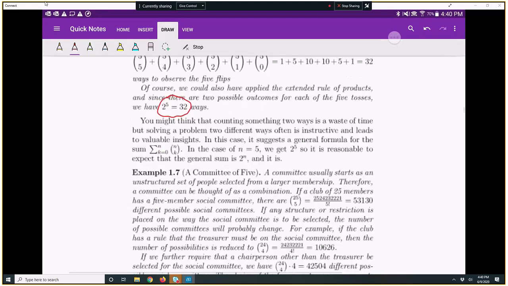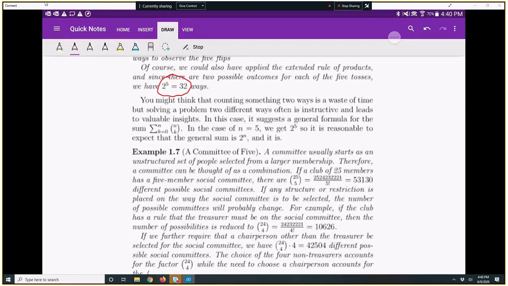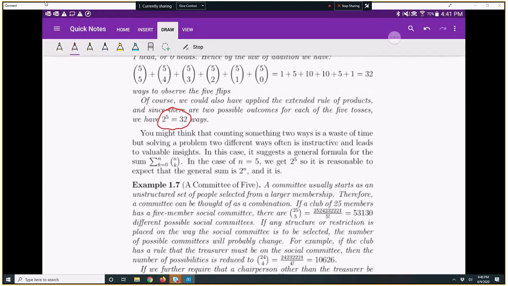So it might seem like counting something two different ways, as we just did, is a waste of time. But when doing mathematics, it's often very instructive and leads to valuable insights. So in this case, it suggests a general formula for the sum. If we wanted to do the sum, k is from 0 to n, of n choose k, well, we've seen in the case of n equal to 5, we get 2 to the 5. A reasonable generalization might be that it's 2 to the n for general n.